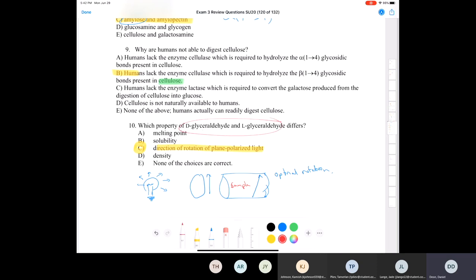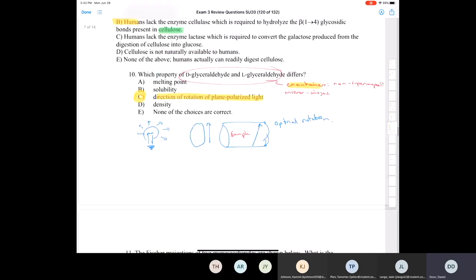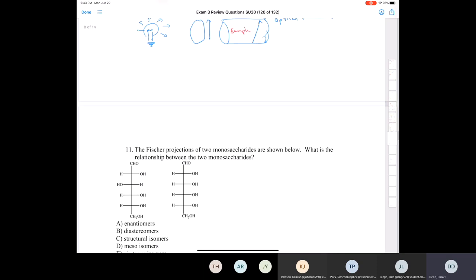In fact, D and L glyceraldehyde are enantiomers, right? They are non-superimposable mirror images. We can have molecules that are not superimposable, but they don't have to be mirror images of each other, but enantiomers are non-superimposable mirror images. Okay, so it's the way that they rotate plane polarized light. In fact, before I move on, I should point out that D and L glyceraldehyde will have the same melting point, solubility, and density. Okay, their physical properties will be the same, but the direction in which they rotate plane polarized light will differ.